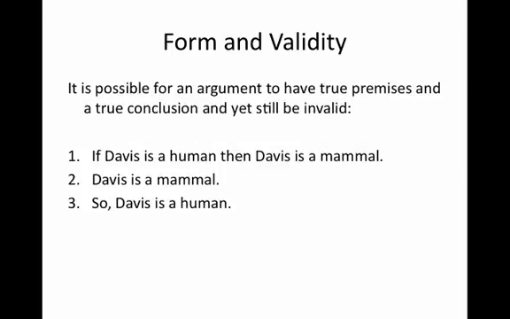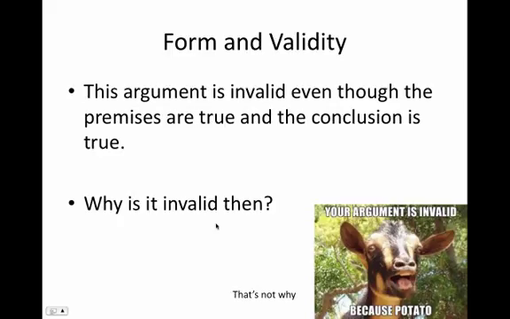All right, what do I mean? Well, it's possible for an argument to have true premises and a true conclusion and yet still be invalid. So take a look at this particular argument right here. If Davis is a human, then Davis is a mammal. That's the first premise. Premise 2, Davis is a mammal. Premise 3, so Davis is a human. It's true that I'm a mammal. It's also true that if I was a human, I would be a mammal. And the conclusion that Davis is human is also true. I am human. But this argument's invalid, even though the premises are true and the conclusion is true.